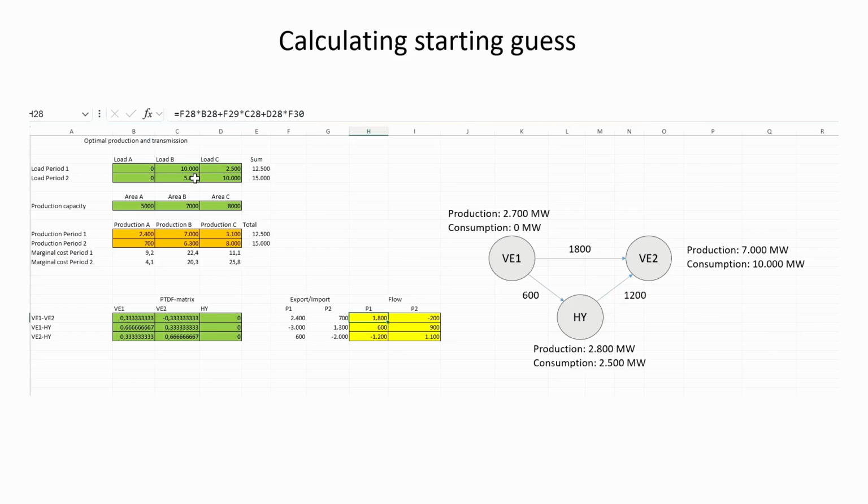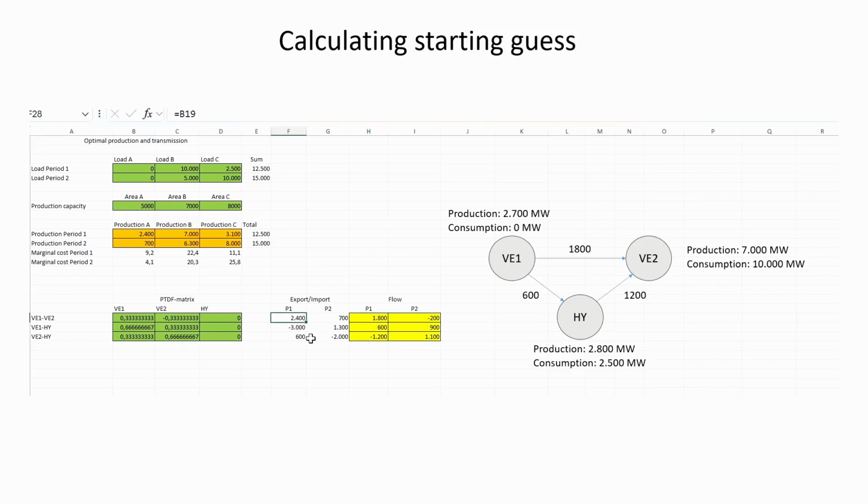So I say that where we have the very high load in B, we will have the maximum use of the production capacity in area B. I set this to 7,000, and in period 2 we have the maximum demand in C. I set the maximum production in C to 8,000, and the other values I've not tried to optimize. I just ensured that the sum of the production is equal to the demand in the two periods.